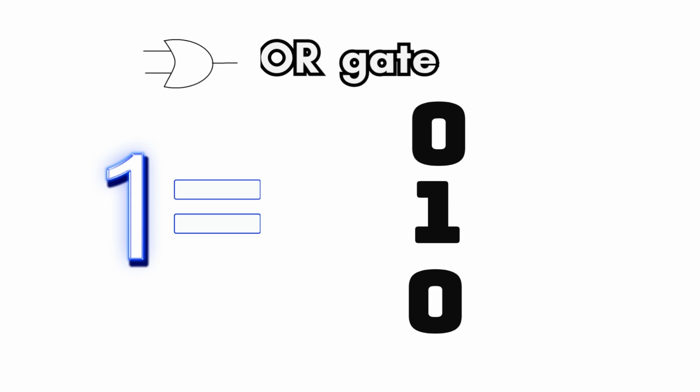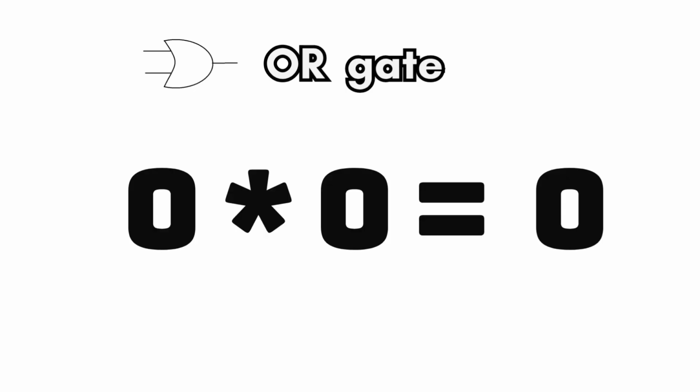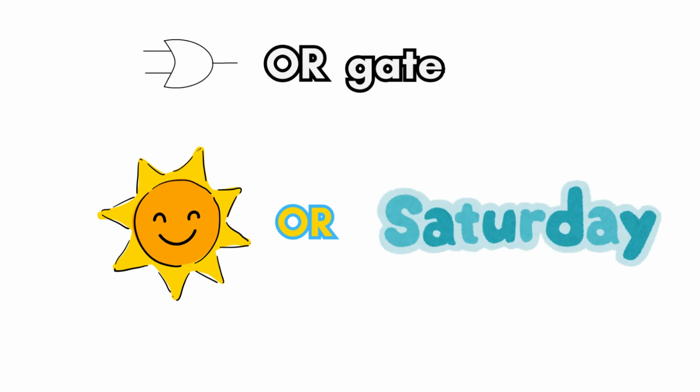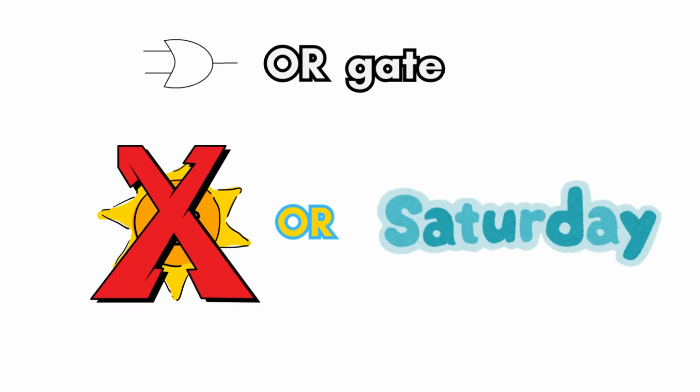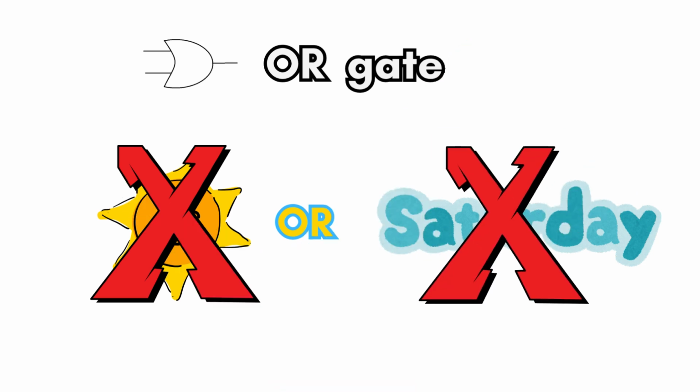Number 2, OR gate. It gives 1 if at least one input is 1. 0 or 0 is still 0, 0 or 1 is still 1. Example, you can go out if it's sunny or Saturday. But if it's not sunny but it's still Saturday, you can still go out. But if it's neither, you can't.